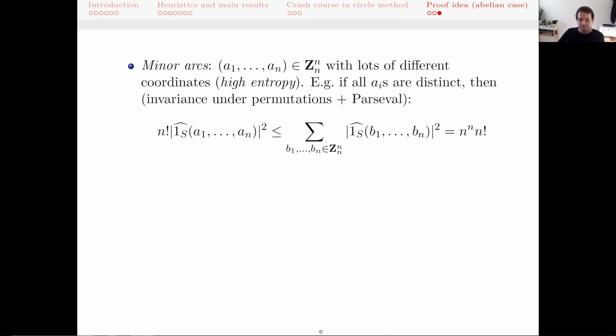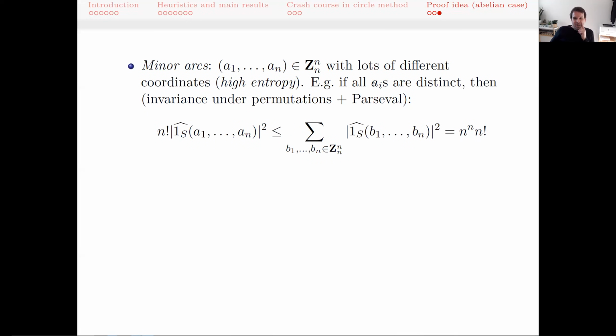This equality here is just Parseval's equality. Parseval's equality from Fourier analysis tells you that the L2 norm of your Fourier transform is equal to the L2 norm of the original function. So this is the L2 norm of your Fourier transform. The original function is the indicator function of S, so its L2 norm is just n factorial. Then this n to the n is just some normalizing factor.